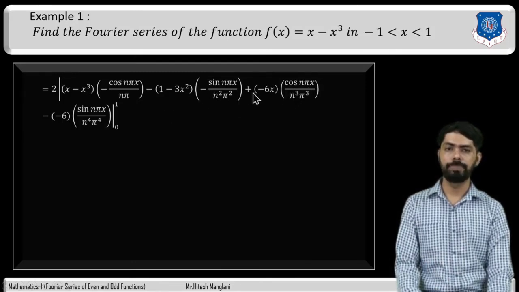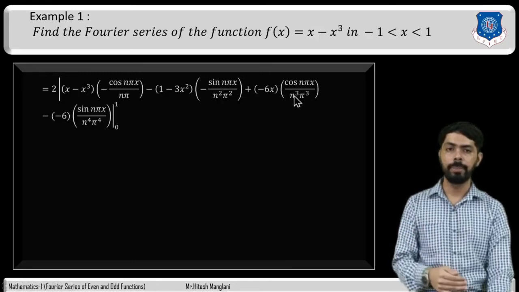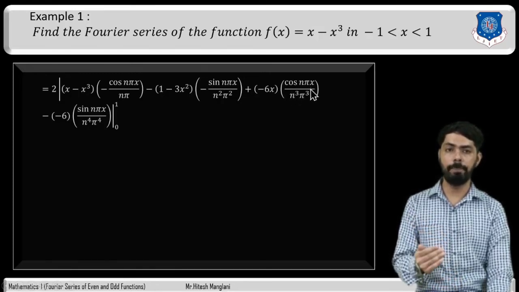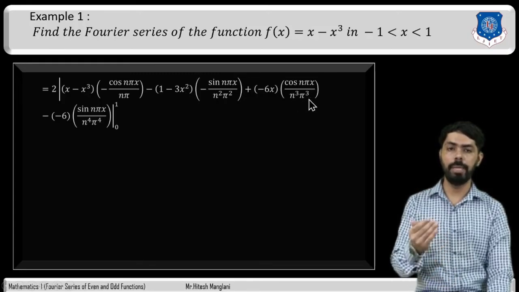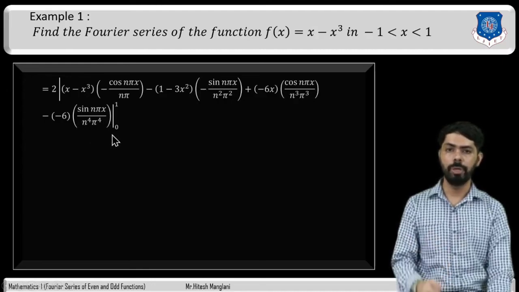Now minus, we will take derivative of this bracket. So here derivative of x is 1, so minus 6 into 1, so it will be minus 6. Now we will take integration of this bracket. So integration of cos theta is sin theta. So here integration of cos n pi x will be sin n pi x divided by n pi. So here it will be n cube pi cube into n pi. So it will be n raised to 4 into pi raised to 4. So it will be sin n pi x divided by n raised to 4 pi raised to 4, and limit will be from 0 to 1.